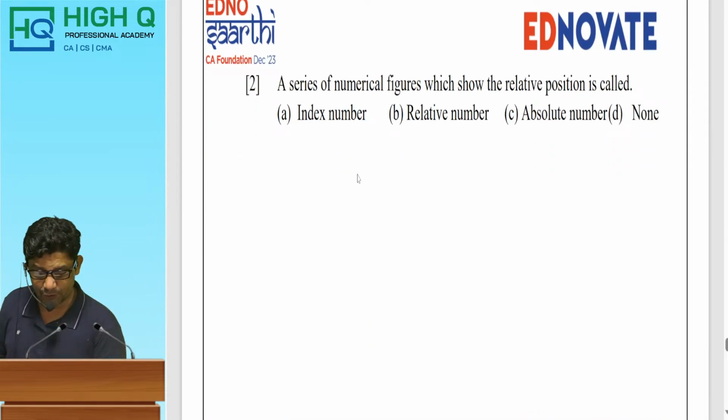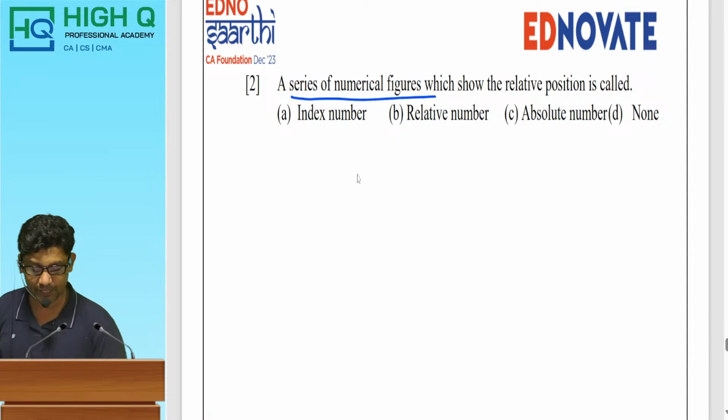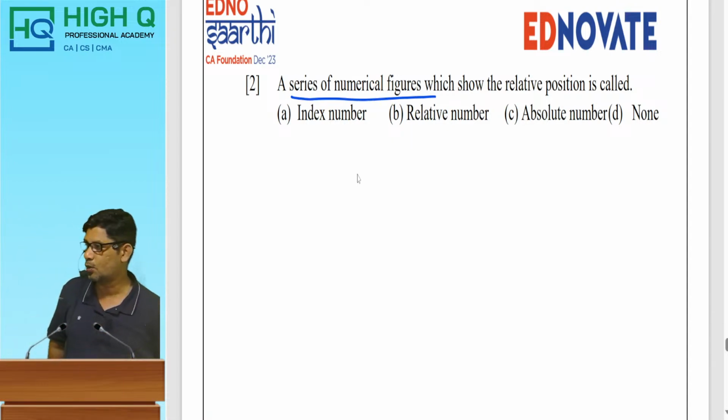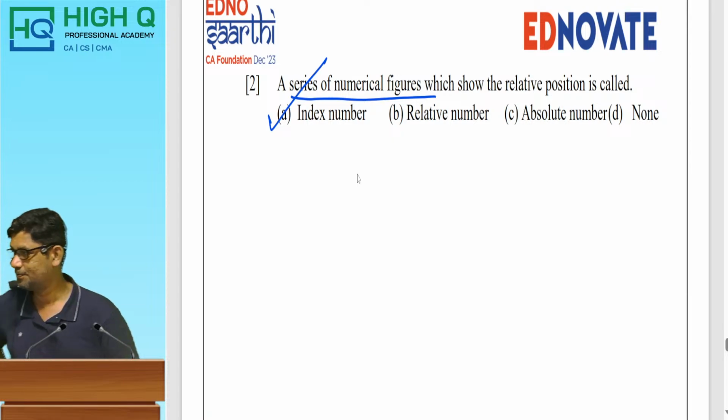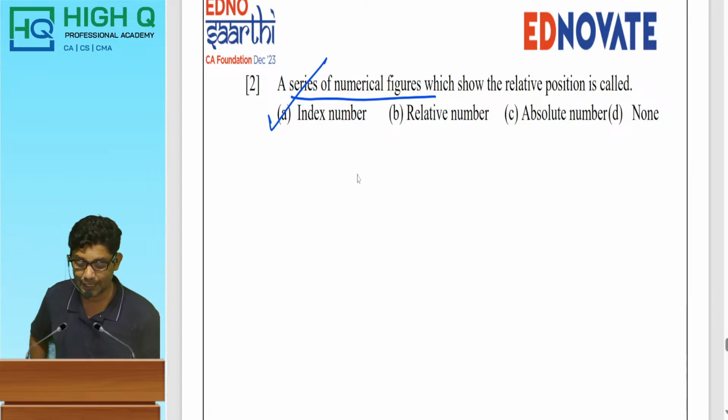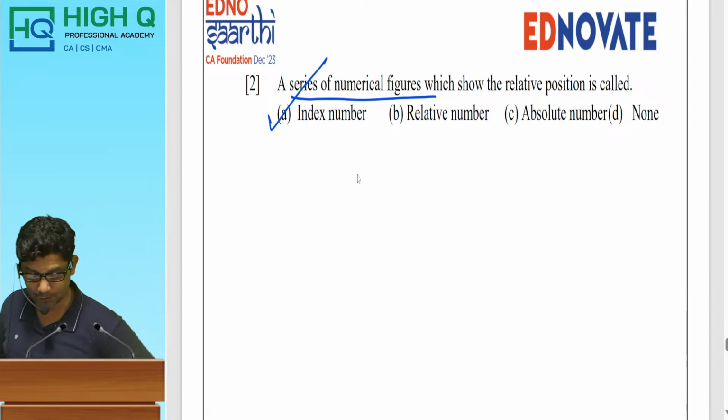A series of numerical figures which show the relative position is called index number, relative number, absolute number, none. By default, you are going to give me the answer: index number, sir. There is no relative number, absolute number and all. It is actually a series of numbers.